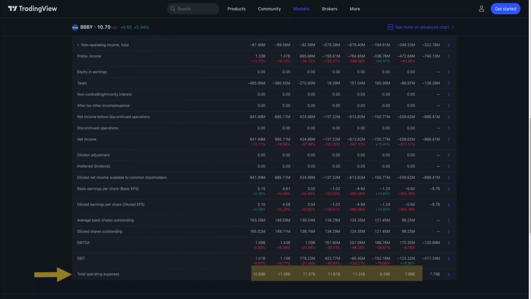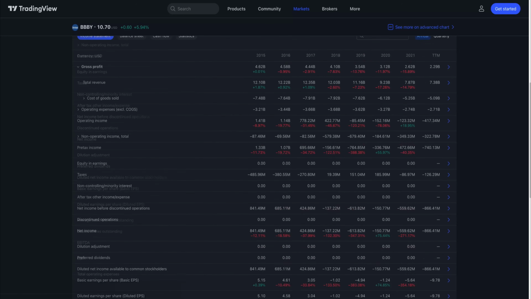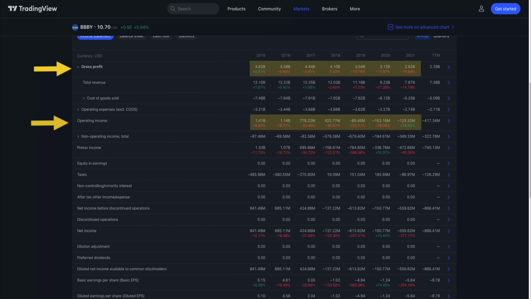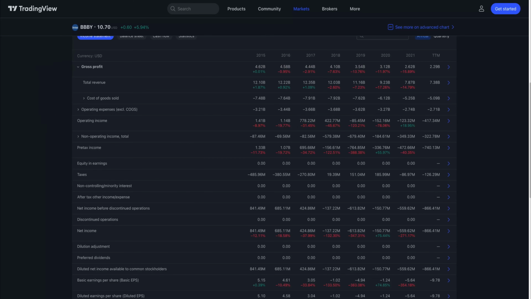Their total operating expenses are lower as well. However, the biggest issue here is that the total operating expenses are higher than the total revenue, meaning the company spends more than it makes. Gross profits are declining year over year, and the operating income is negative for 3 consecutive years. The picture already is painted, but let's move on. Same story with the net income of the company, negative for 4 consecutive years.